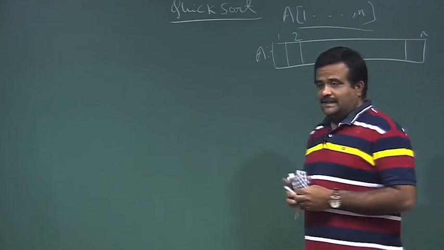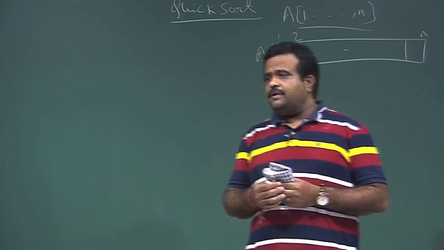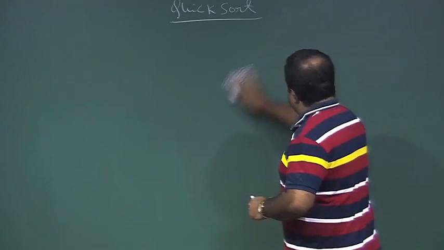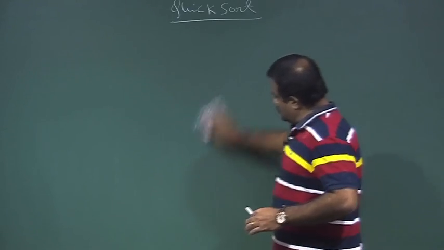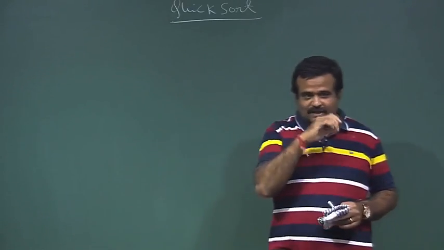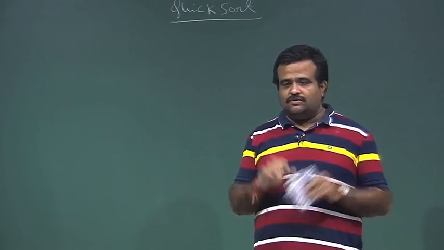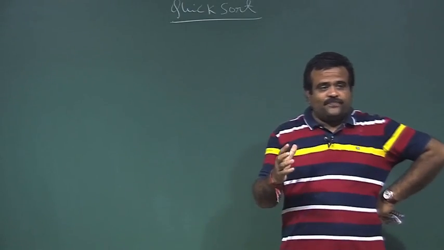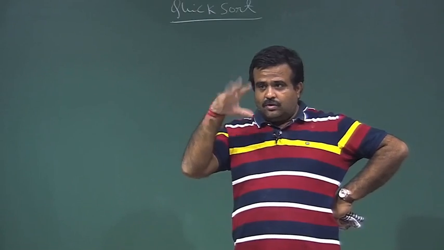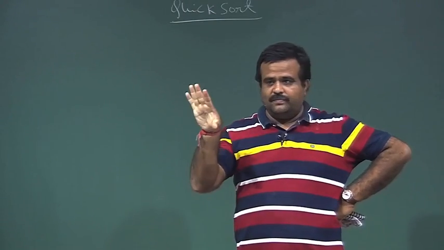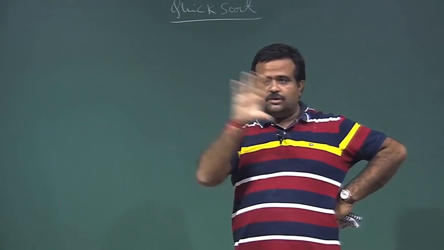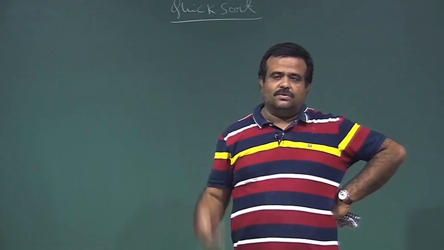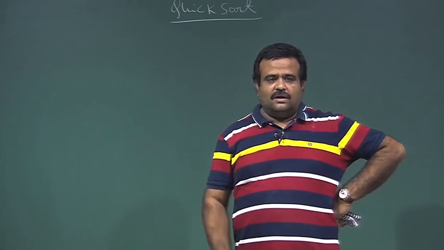Now QuickSort is another example of the divide and conquer technique. Every divide and conquer technique has 3 steps. We are given a problem of size n, and we divide the problem into subproblems of lesser size, that is the divide step. In the conquer step we conquer the subproblems by recursively solving them, and then once we have the solutions of these subproblems, we combine them to get the solution of the whole problem.